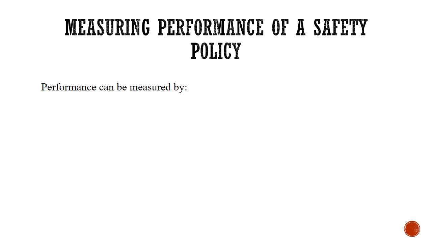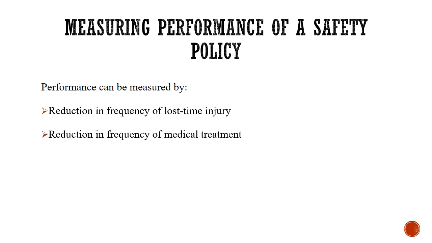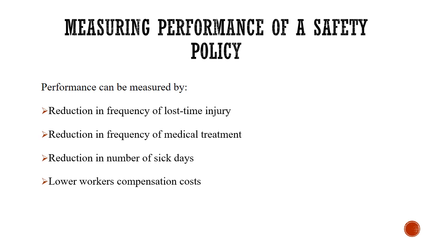Next is measuring the performance of a safety policy. A safety policy performance can be measured by reduction in frequency of lost time injury, reduction in frequency of medical treatment, reduction in number of sick days, lower workers' compensation costs, and lower medical benefit payments. So the safety performance can be improved by reducing the frequency of lost time injury, frequency of medical treatment, number of sick days, etc., and lowering the workers' compensation costs and medical benefit payments.